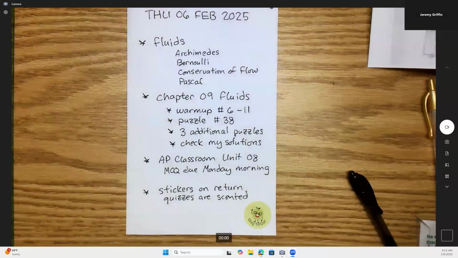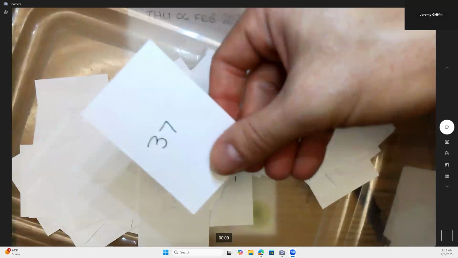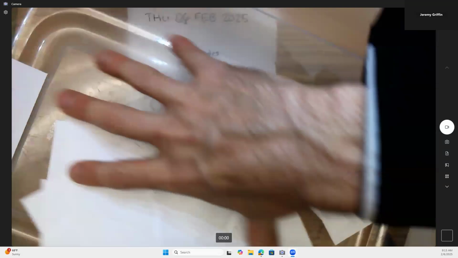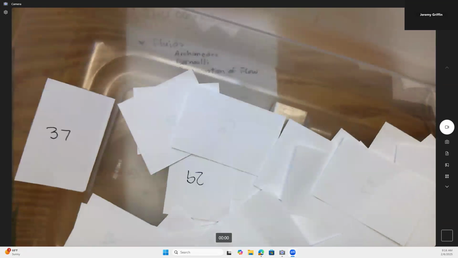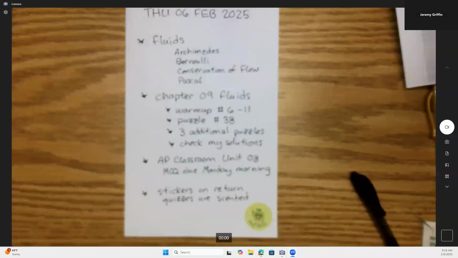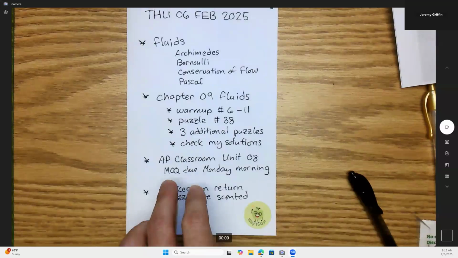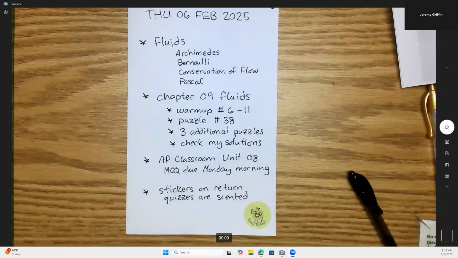So here's how I do this. Look at these. Here's number 37. Here's number 40. I'm going to come around with this bucket here, and everybody choose 3 papers out of here. And that's the extra 3 you guys have to do. Okay? Great. And then I'm going to pick this up on Monday. These are going to be due, also on Monday.